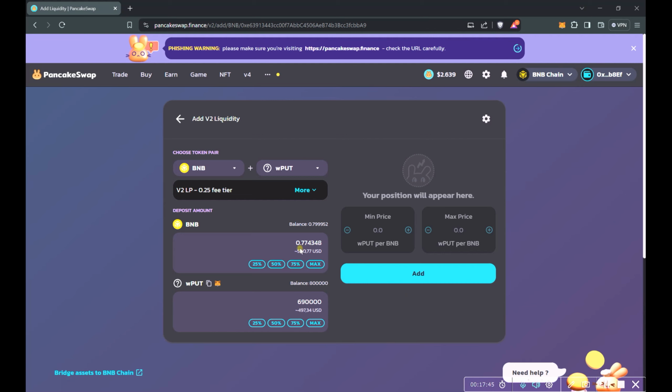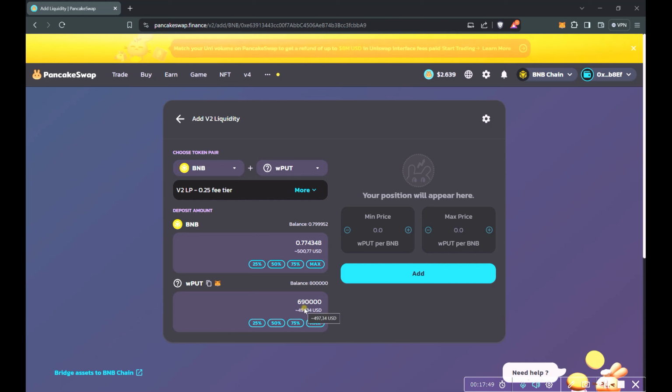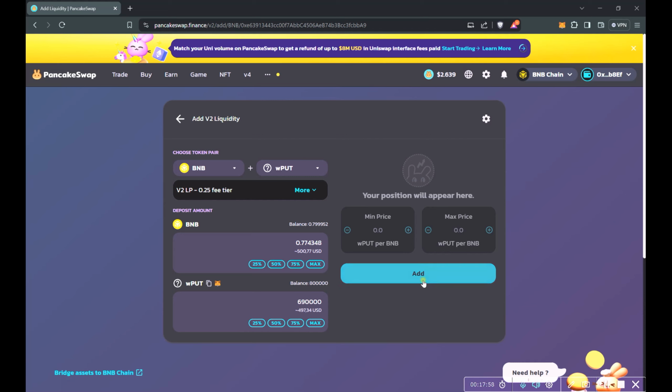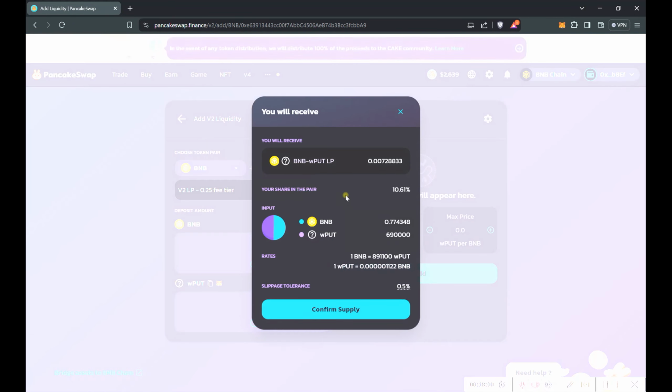We will add 0.774348 Binance coins and 690,000 W Putin coin tokens, on the other hand, to this liquidity pool by clicking on Add. So now it gives us a short summary. Okay, wonderful. We will get a share of 10% in this pool. This is a very good number.